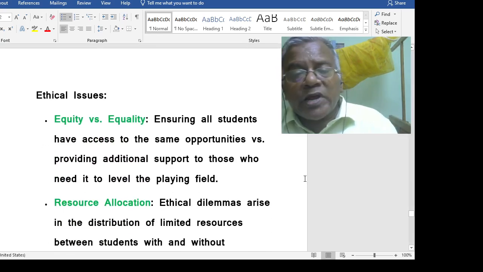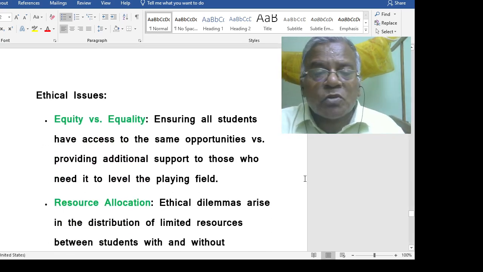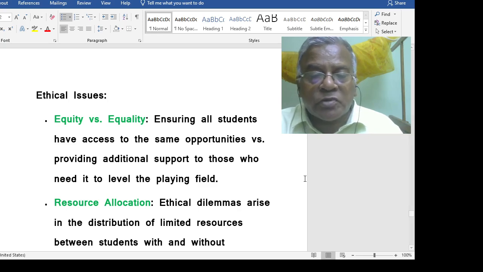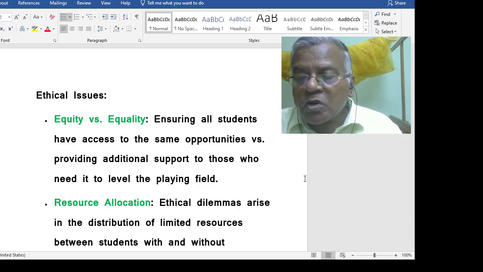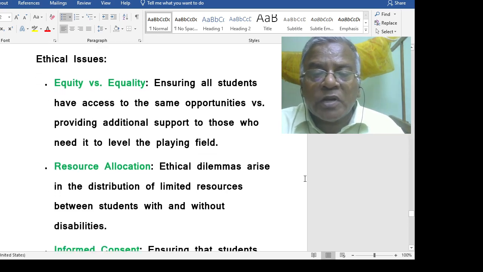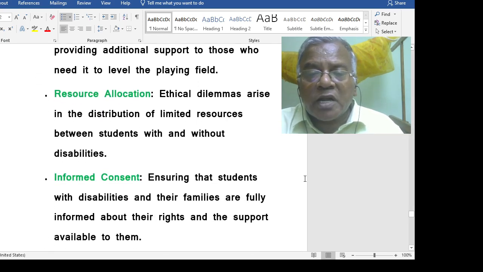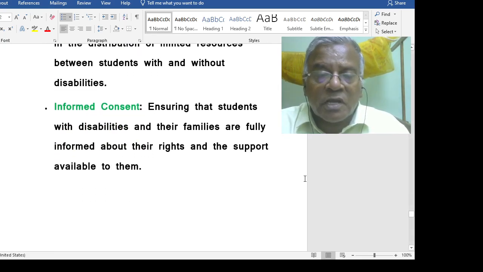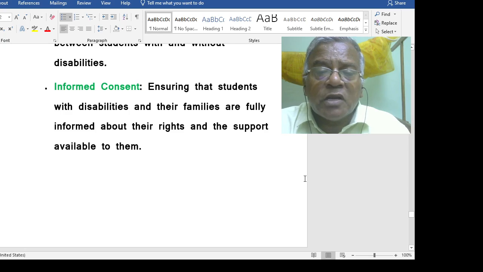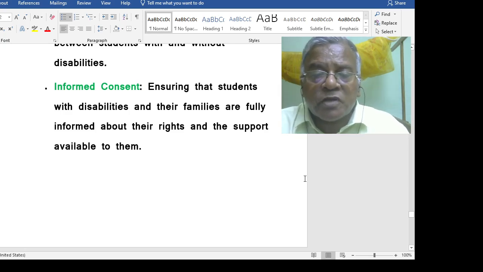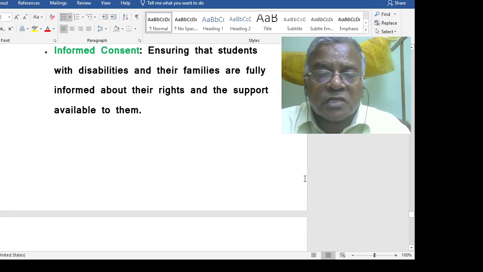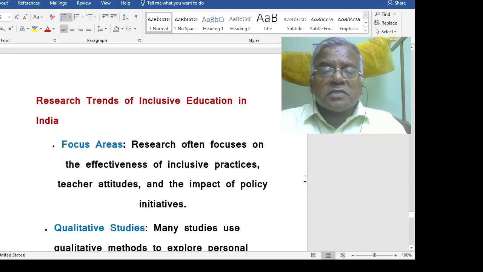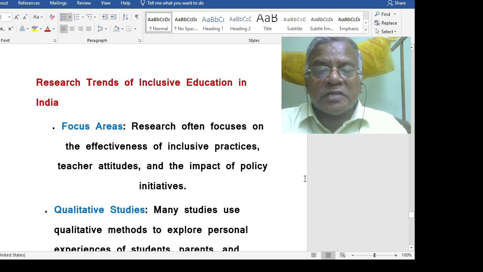Ethical issues, equity and equality, ensuring all students have access to the same opportunities, providing additional support to those who need it to level the playing field. Resource allocation, ethical dilemmas arise in the distribution of limited resources between students with and without disabilities. Informed consent, ensuring that students with disabilities and their families are fully informed about the rights and the support available to them. Research trends of inclusive education in India.